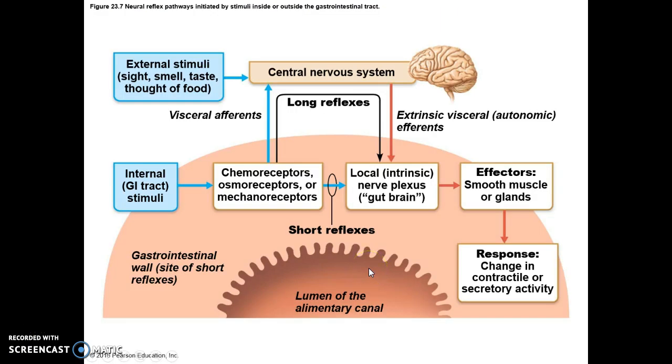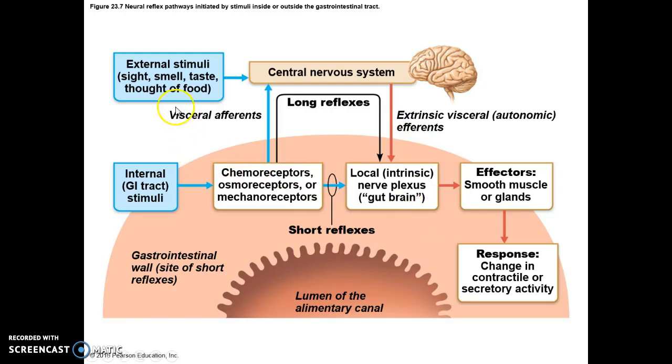With regards to stimulating the digestive tract, first of all, you have to know the autonomic nervous system is responsible for involuntary activity in the body, namely with respect to the digestive tract. The parasympathetic nervous system stimulates GI activity. The sympathetic suppresses GI activity. So that's one with regards to the autonomic nervous system.